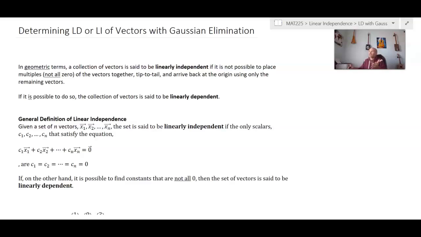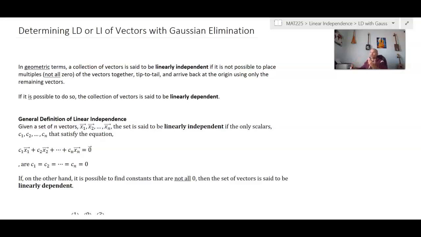The set of vectors is linearly independent if it's not possible to place the vectors together tip to tail and arrive back at the origin. If it is possible to arrive back at the origin by using at least one non-zero constant on those vectors, then the set is considered linearly dependent.